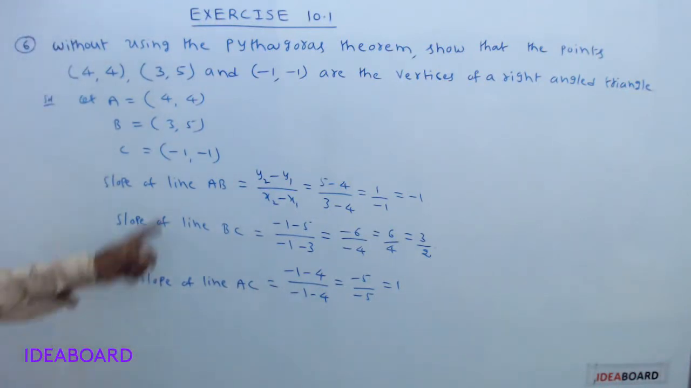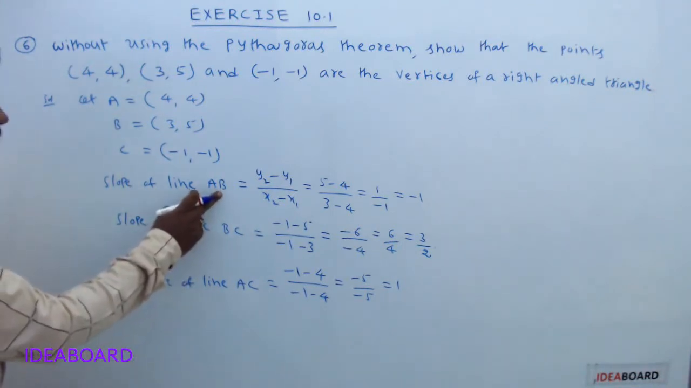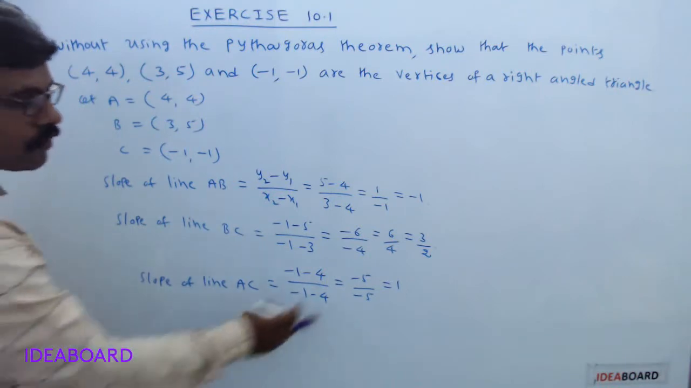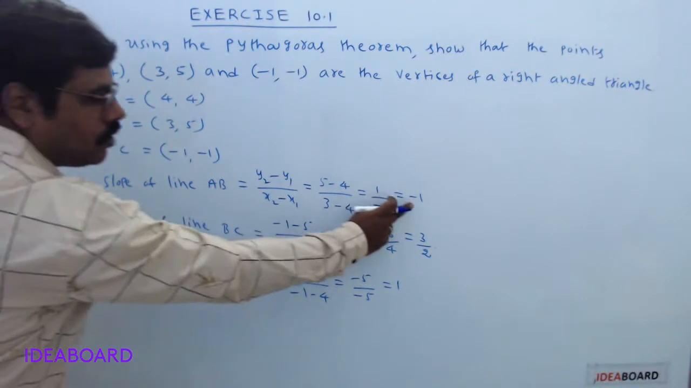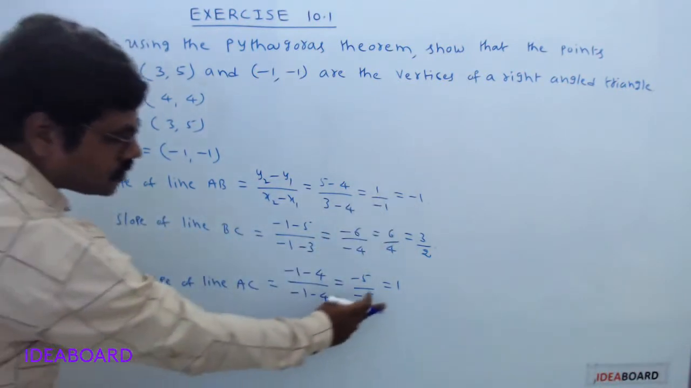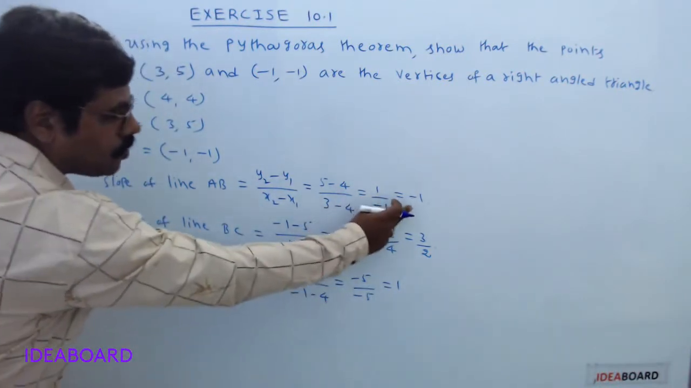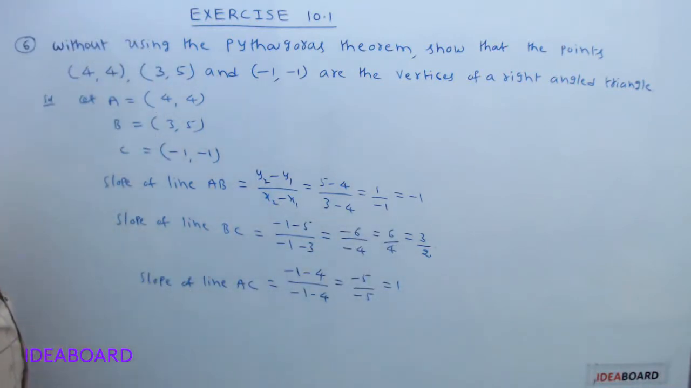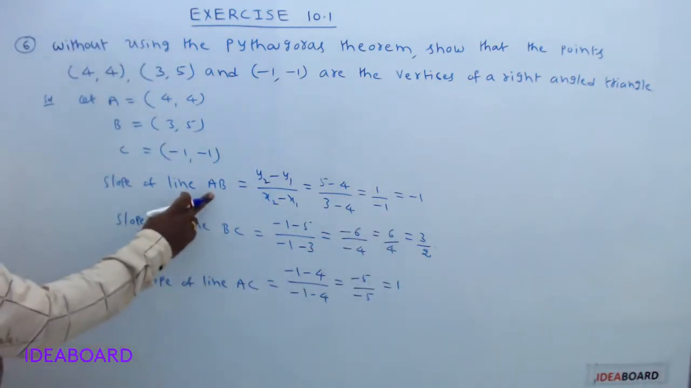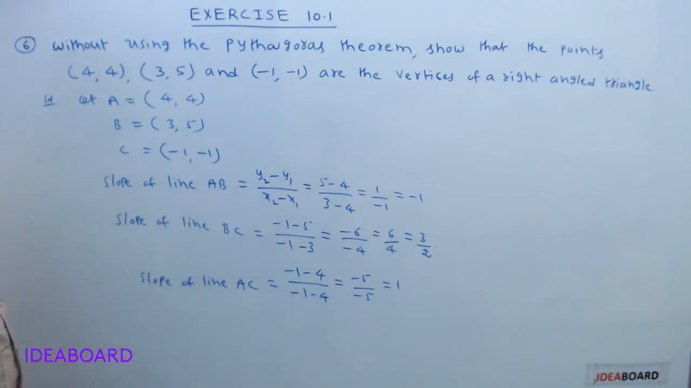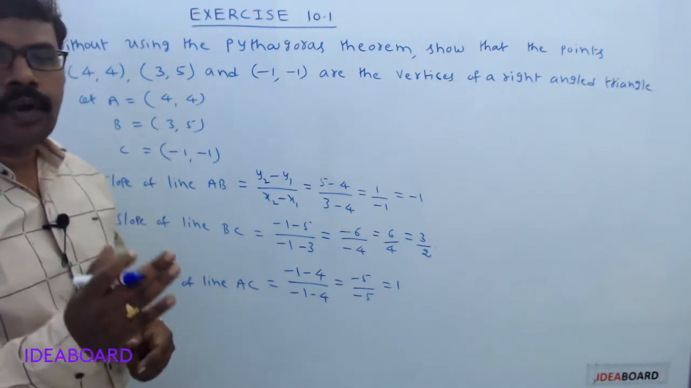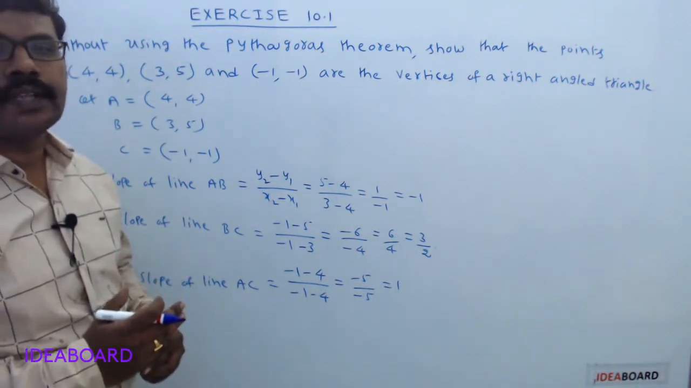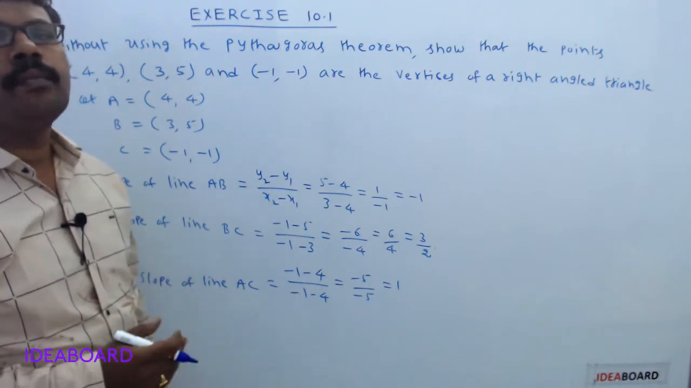Now if you observe the slopes of these 3 lines, clearly slope of line AB into slope of line AC is minus 1. Slope of line AB is minus 1. Slope of line AC is plus 1. If you multiply these two, you are getting minus 1. It means product of slopes of two lines is minus 1. It means those two lines are perpendicular. If a product of the slopes of two lines is minus 1, the lines are said to be perpendicular lines.